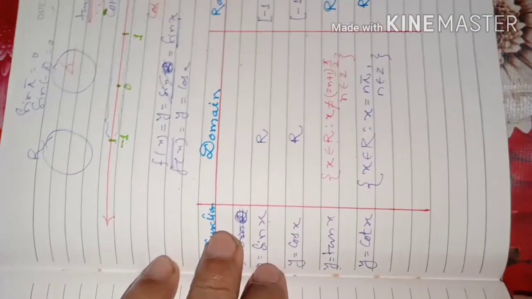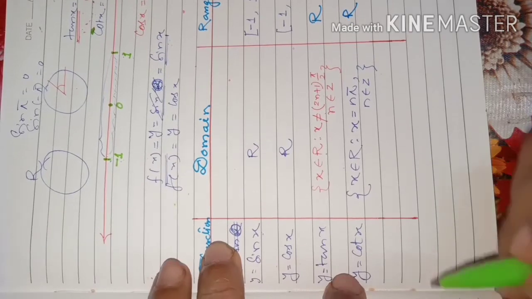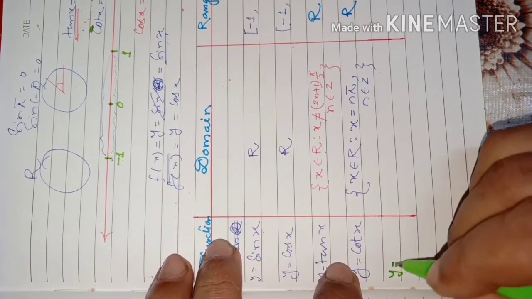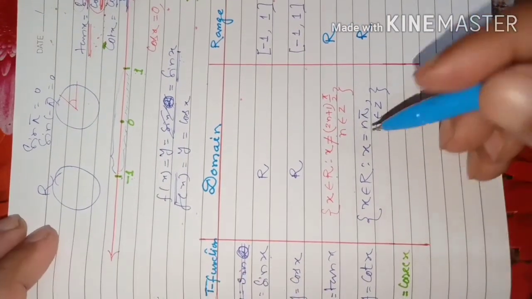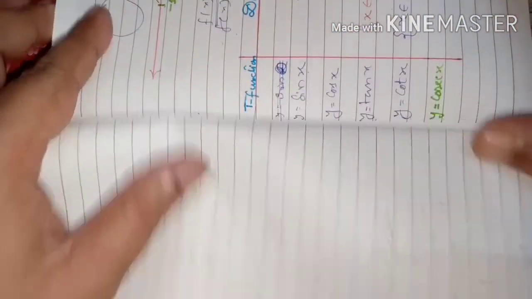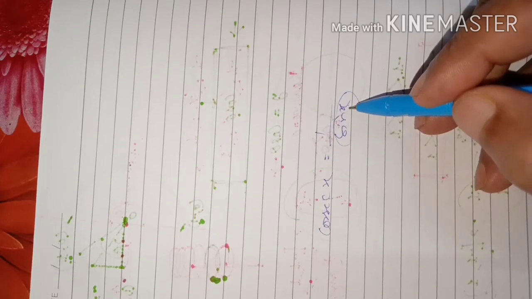Cosec is the reciprocal of sine function. Sine function's reciprocal is cosec function. y equal to cosec. Let us think about this. Now you see, cosec x is 1 by sine x, and sine x is zero when x is n pi, an integral multiple of pi. So cosec is not defined when x is equal to n pi, integral multiples of pi. It should not be 0, because 1 by 0 is meaningless.